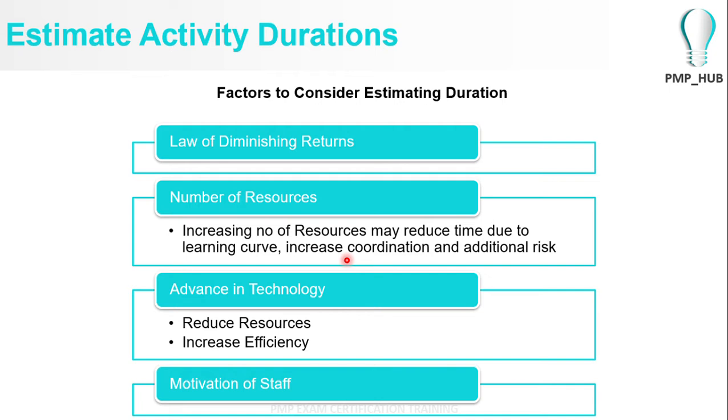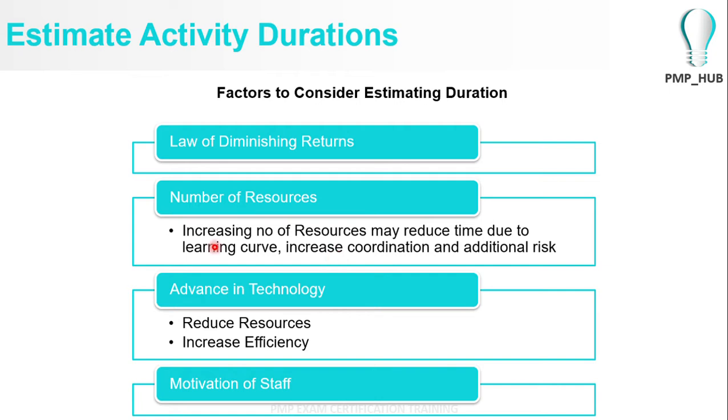Earlier it was a smaller team and it was more efficient, and in order to reduce the time of an activity, you would have increased the number of members or increased the number of developers in order to reduce the development time. But that might result in an excess time, because of an increased number of coordination and additional risks, and also the learning curve between team members.